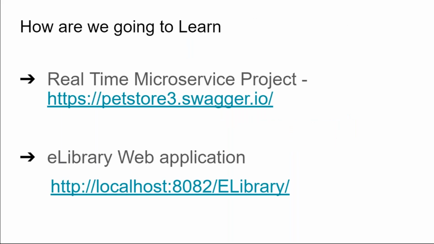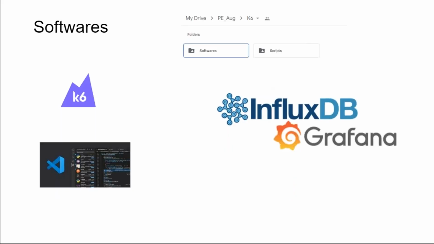So we'll be using the microservice pet store project for creating service-based scripts. We'll be using the e-library web application for your UI scripting, and you would require K6. You would need Visual Code. You need InfluxDB and Grafana installed on your machine for your scripting and execution.